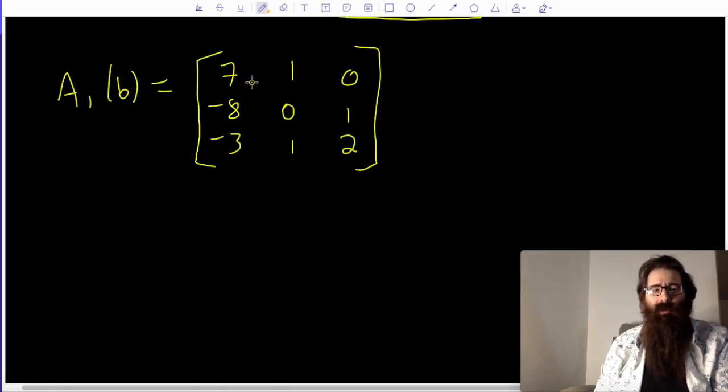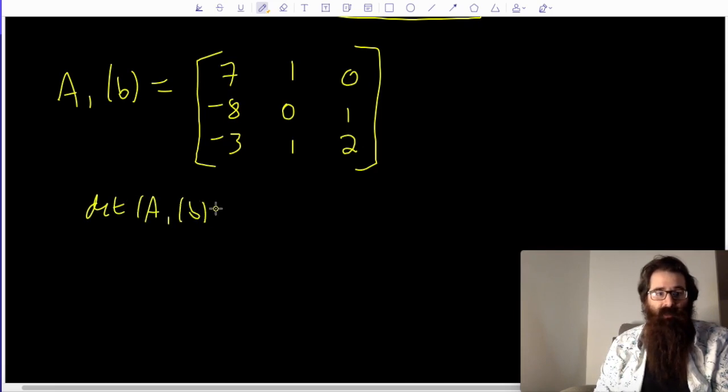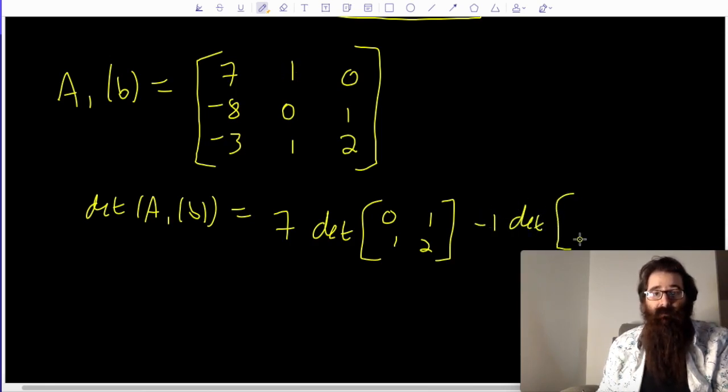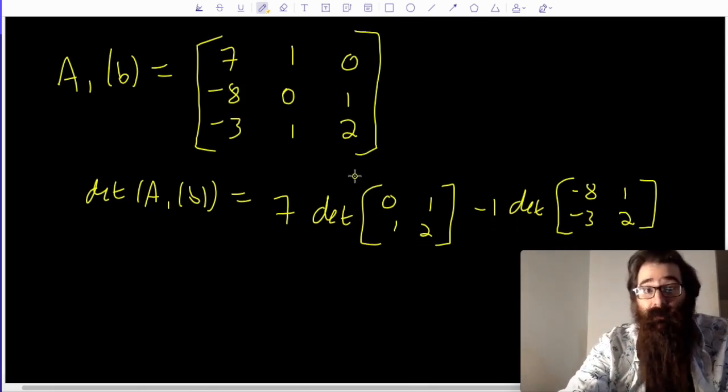So now what I want is I want to do a cofactor expansion. I'm just going to go along the top row again, since it still has a 0 I can utilize. So I'll say, okay, determinant of A sub 1 at B. Remember the checkerboard pattern. I'm going to bring out the 7. I'm not going to flip its sign. Times the determinant of the 2 by 2 matrix that I get when I remove that entry's row and column. That's 0, 1, 1, 2. Then I'm going to bring out the 1, but I have to flip its sign, so it's negative 1, times the determinant of the 2 by 2 matrix that I get when I remove that entry's row and column. So that's going to be negative 8, 1, negative 3, 2. And then the rest of it, I'm bringing out a 0 so I can skip over that. That's the luxury that I get to take.